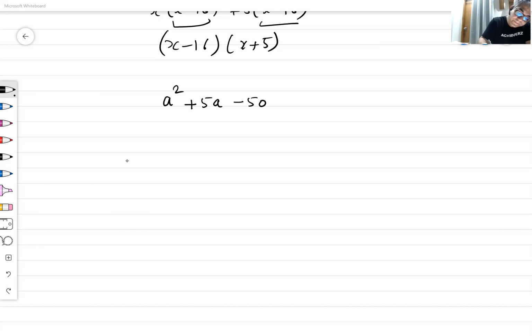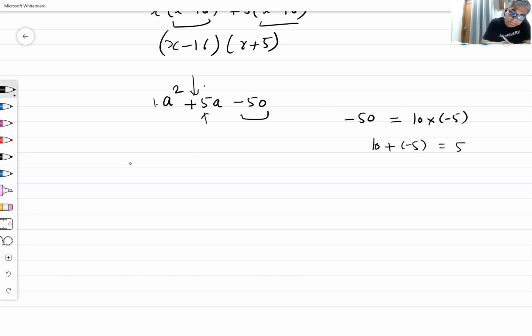So first step, this and one here. So this gives me 50. I have to take two parts of 50 and the larger has to be positive because here it is a positive sign. So 10 into minus 5. And if I add 10 plus minus 5, I get 5, which is right here. That's the middle term.